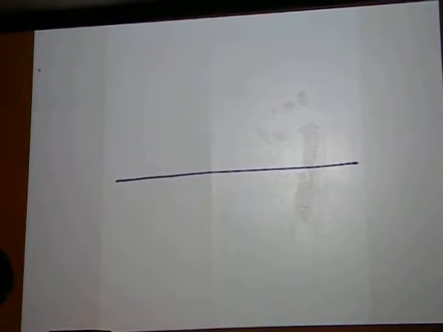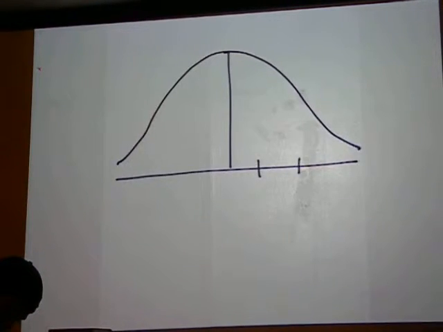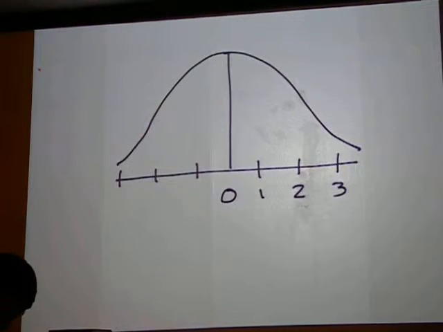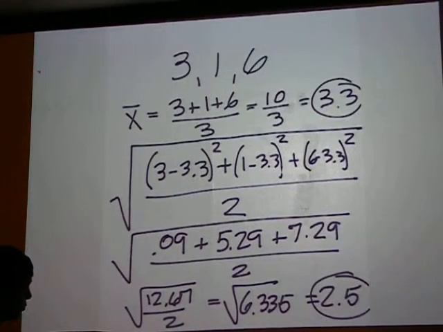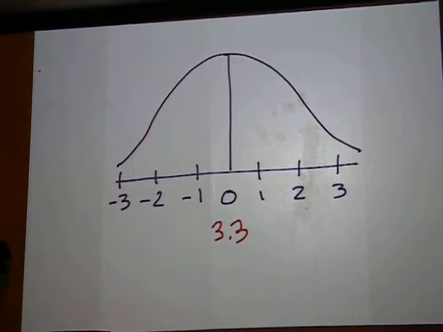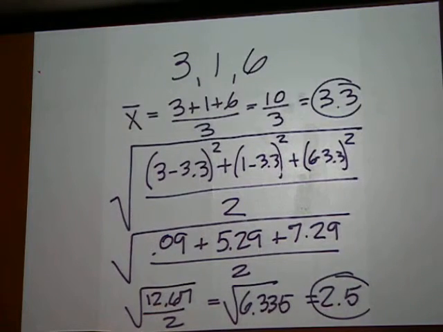Okay, so here's what you do with that next. You'll need a normal curve, kind of looks like a bell, and you need your standard deviations on either side. Remember, what number is always in the middle? 0. Then we go 1, 2, 3, and then back, -1, -2, -3. The average from our list of numbers came out to be 3.3, so we will put that here, 3.3. The standard deviation of that list of numbers came out to be 2.5.